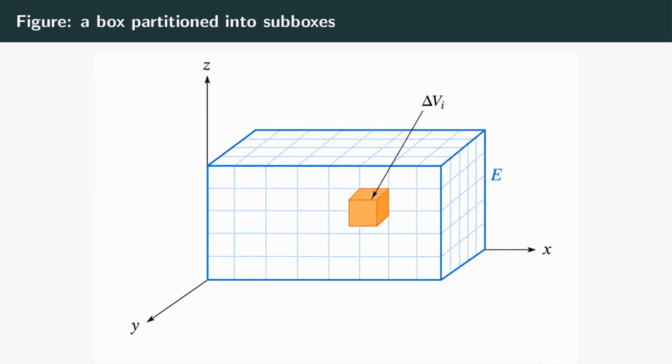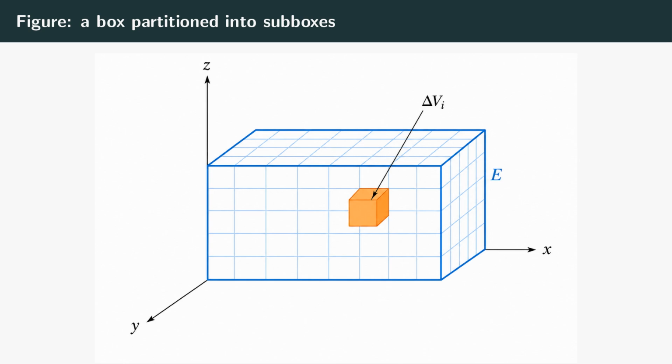Here's the picture. A rectangular box E in 3 dimensions, drawn in perspective. The pale blue grid slices it into small sub-boxes. The orange highlighted cell is one representative piece delta V sub i, and inside it sits some unmarked sample point xi star, yi star, zi star. The contribution of this cell to the Riemann sum is f at the sample point times delta V sub i, the value of the integrand at that point, times the volume of the cell. Sum over all cells, shrink the cells, take the limit.